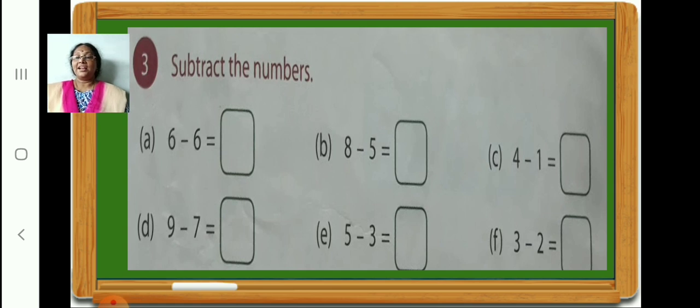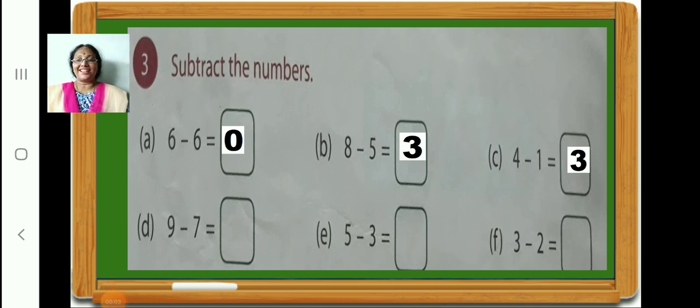Subtract the numbers. Let us do A. Children, 6 minus 6 is equal to 0. Write 0. Now, let us go to the next. 8 minus 5. How much is 8 minus 5, children? 3. Write 3. Let us go to the next one. 4 minus 1 is equal to 3. So, write 3. Let us do question D.